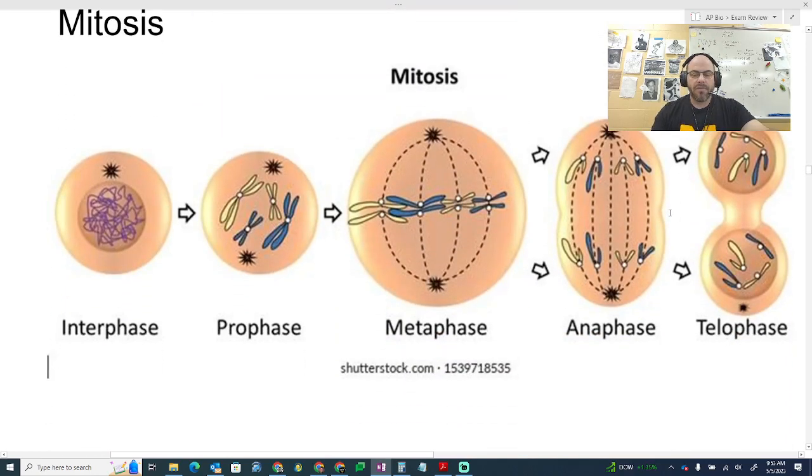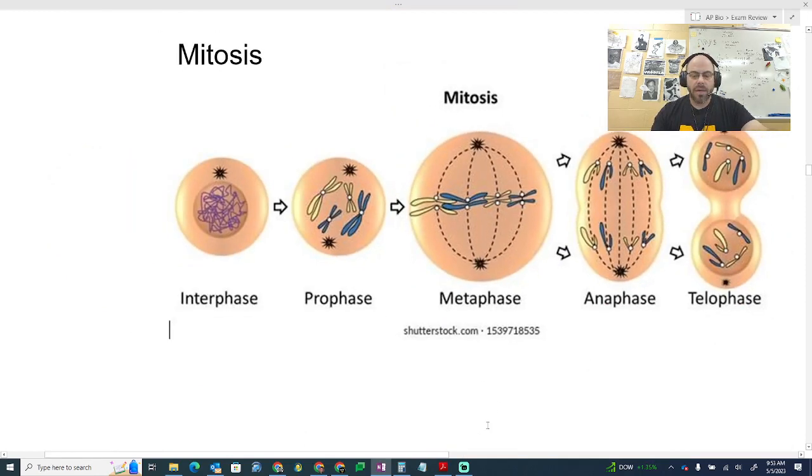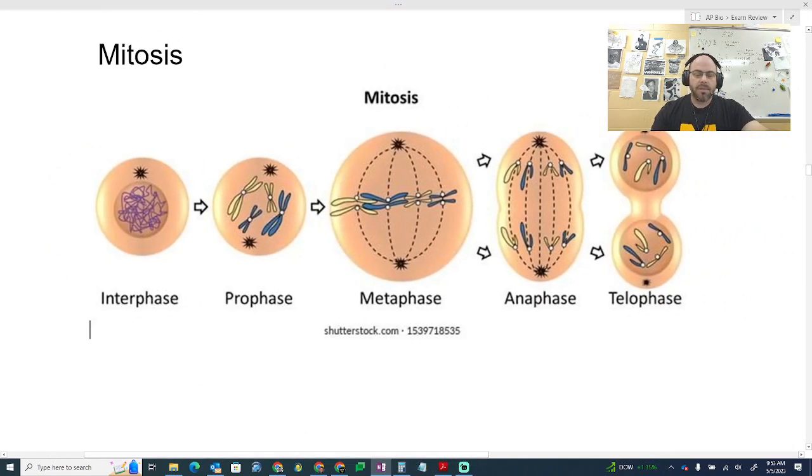Let's talk about the 4 phases of mitosis. Here they are in all their glory. How many worksheets have you done where you had to label them?